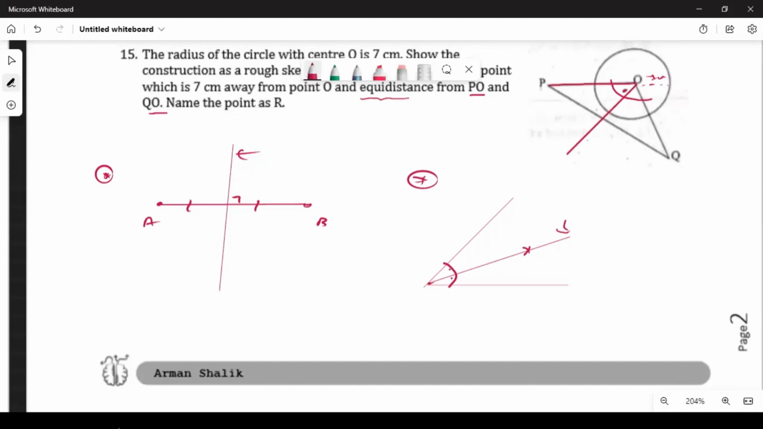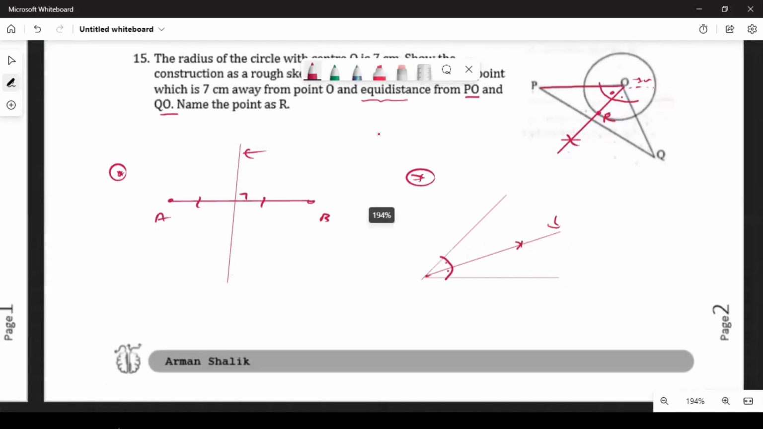Right? This angle's bisector. So here's the point R that we need to identify. It is 7 centimeters from center O, so it is on the circumference of the circle, and at equal distance from PO and QO. Definitely, it should be on that angular bisector. So this is the point, capital R, that we have to identify. Okay, all right, great, happy.